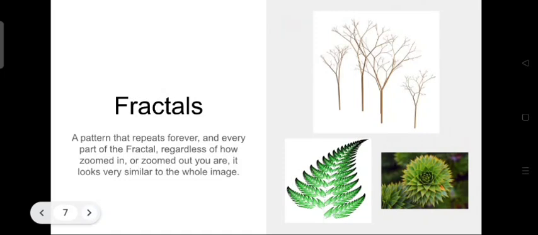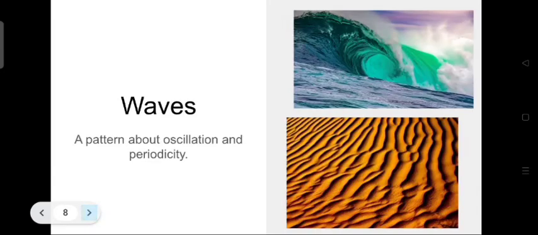Ferns and trees exhibit fractal patterns where smaller branches or leaves resemble the overall structure. This self-similarity at different scales is also seen in natural phenomena, such as coastlines, clouds, and mountains.